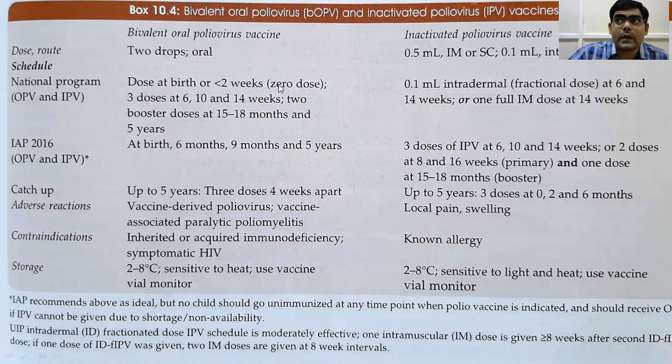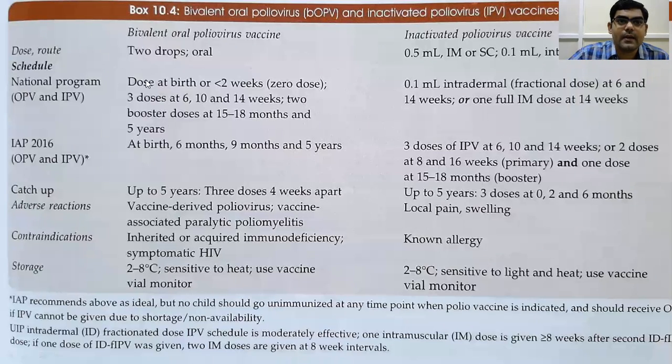Why is it called the 0 dose? It does not protect from polio infection, but it helps during seroconversion. So we call it the 0 dose, and it is not counted while taking the count. So 3 doses at 6, 10, 14 weeks. This is the IAP schedule given in private clinics at about 6 months, 9 months, and 5 years. Catch up means if they are up to 5 years and have not received vaccination, we can give 3 doses 4 weeks apart.